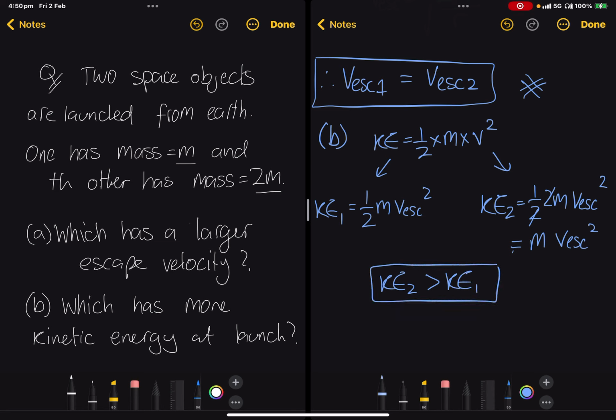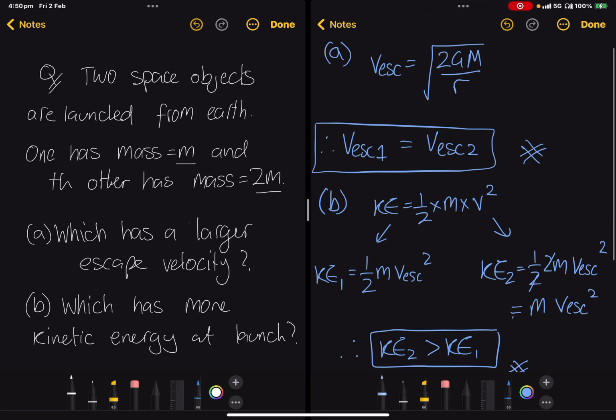So which has more kinetic energy at launch? The more massive one. And this makes sense because they're going at the same speed. Kinetic energy is a function of mass and velocity. Given that their velocity components are the same, the only other thing that will affect the kinetic energy is the mass. The one that has twice as much mass should have twice as much kinetic energy, and that's what we're seeing here. So this is the answer to this question about escape velocities and kinetic energies at launch.